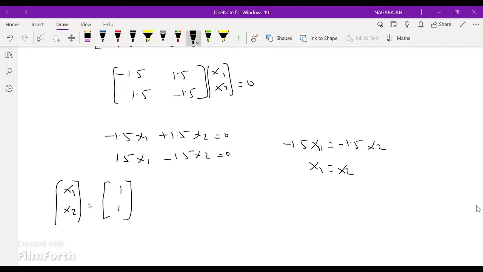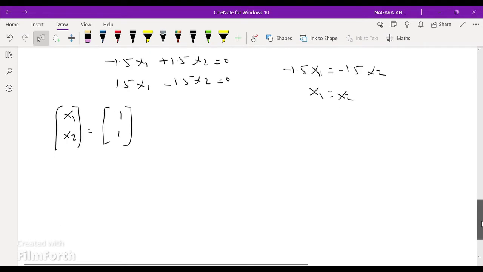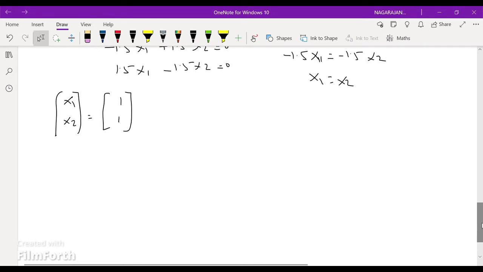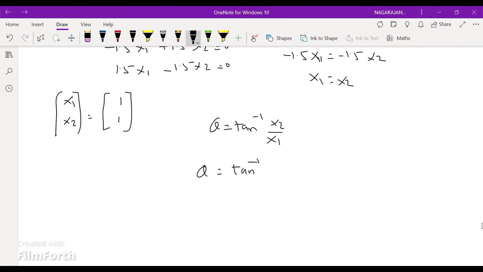Now we need to find theta, because we want to know which angle it will stretch. Theta equal to tan inverse of x2 by x1. So theta equal to tan inverse of 1, that is equal to 45 degrees. So lambda 1 equal to 4.5, the eigenvector is (1, 1) and theta is 45 degrees.